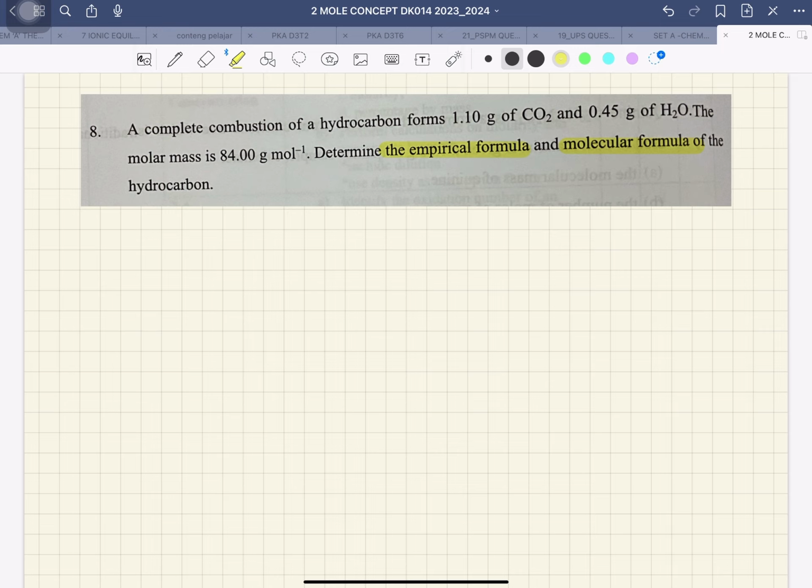Okay, so when you have a question like this, first thing first, you have to identify what compound it is. Usually there are two types of compound that will be mentioned here. The first one is hydrocarbon. The second one, usually they will say organic compound. For organic compound, usually it contains C, H, and O. But when it comes to hydrocarbon, it contains C and H. So in this case, this hydrocarbon only contains C and H.